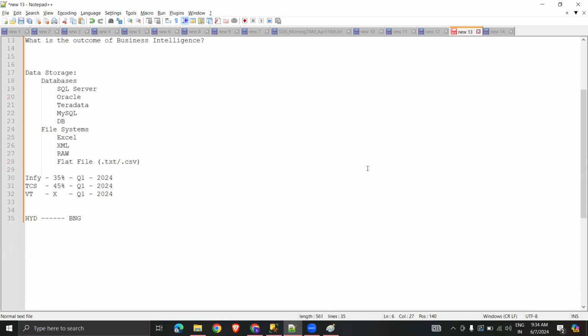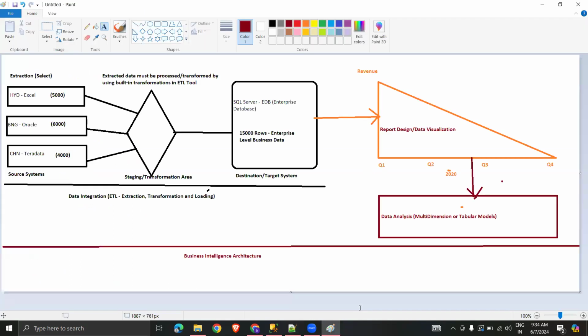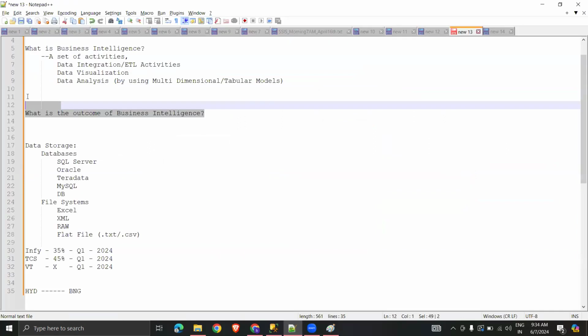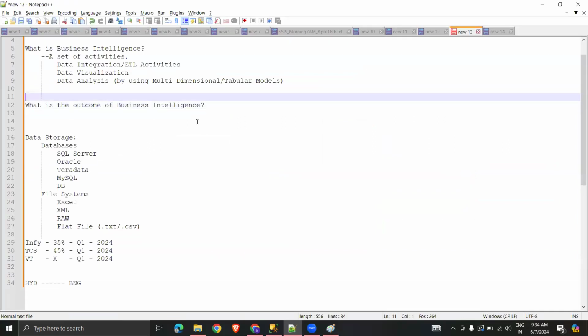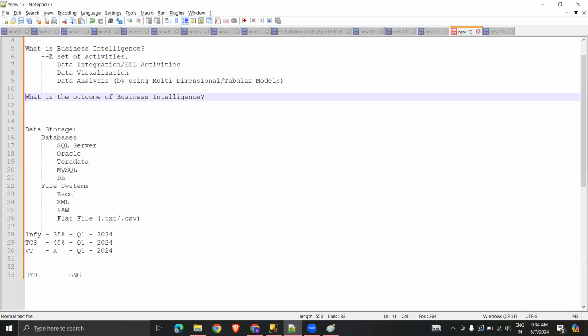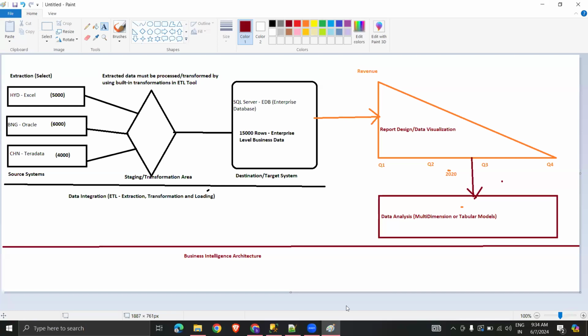Now, sir, why are companies investing so much money in building solid, robust business intelligence solutions? What is the outcome of business intelligence? Why do we implement that? So, the reason is, for example, we have Mohan.